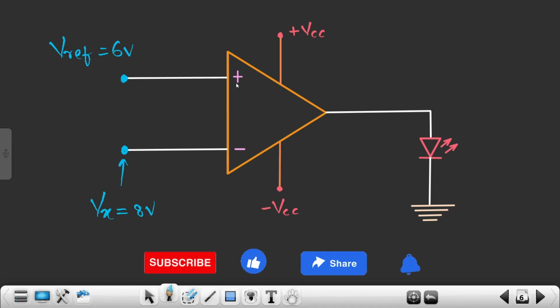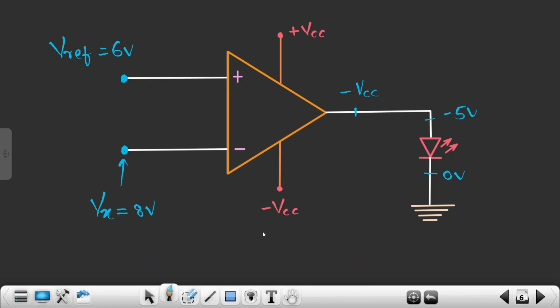So what the opamp will do is compare these two terminals, and it will see that it is getting quite a higher voltage at the inverting terminal, so it will provide minus VCC over here. Minus VCC means if my VCC is 5 volts, over here you will get minus 5 volts, and you are getting 0 volts over here. So basically your LED will be in off condition. Your LED will remain in the off condition.